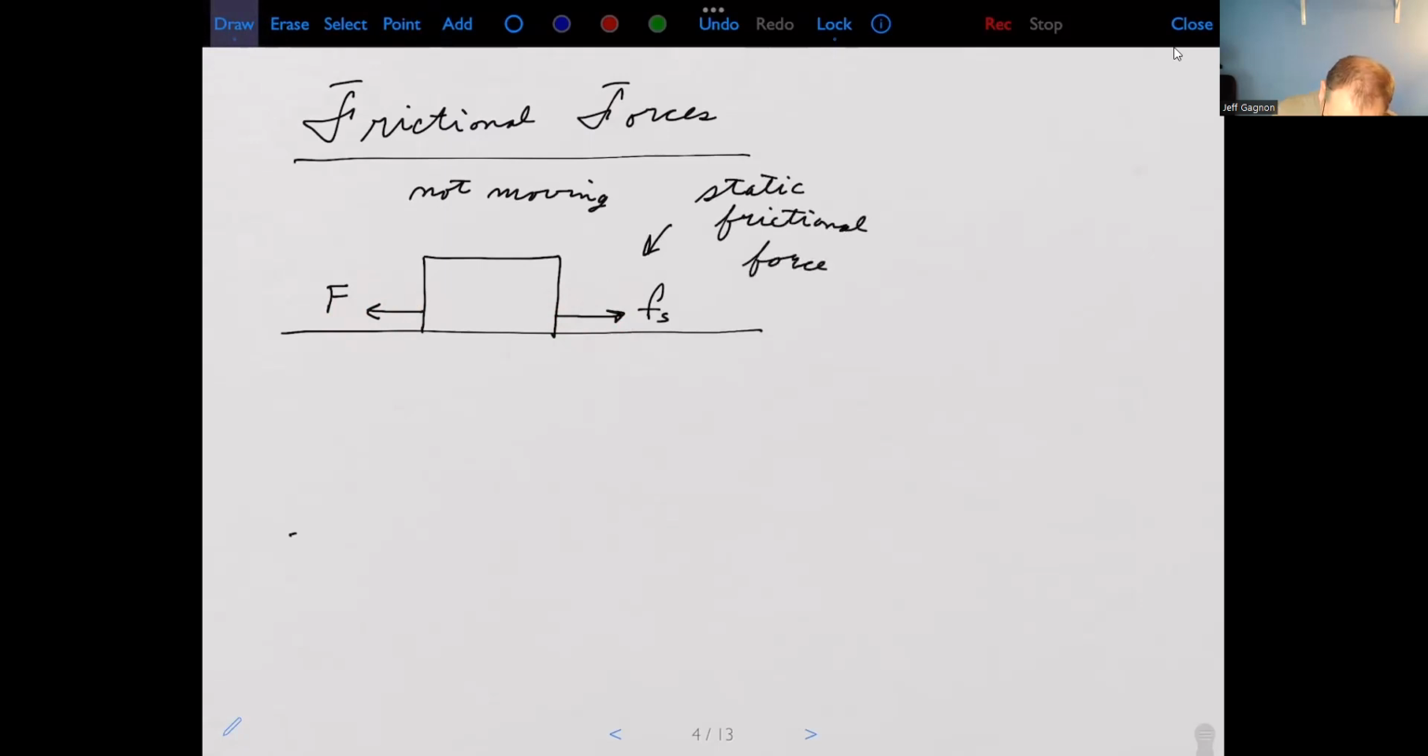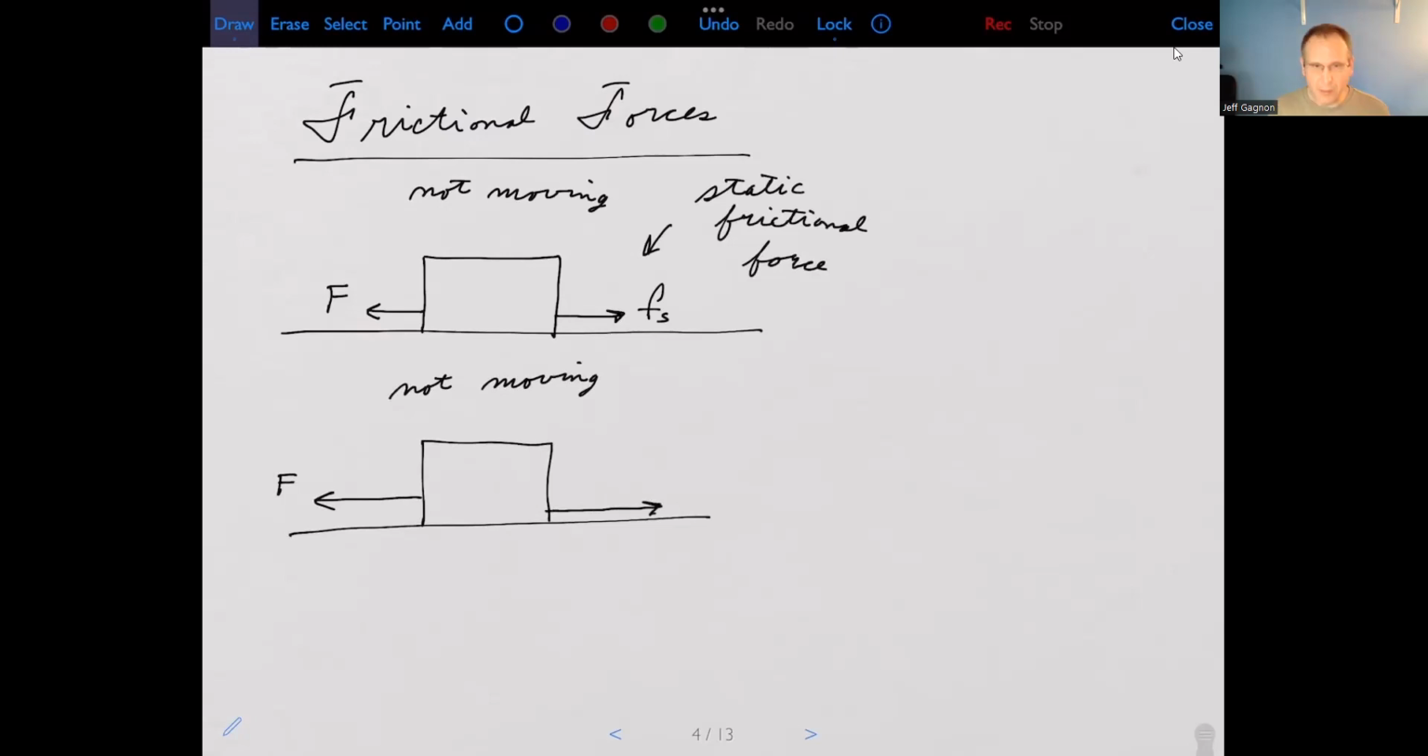Now, if I pull harder, so same object here. Now let's say I exert an even larger force. And let's say the object is still not moving. Well, then that static frictional force must increase, right? To match the force that I'm pulling with. So the magnitudes are equal again, because the object is not moving, right? There's no acceleration. So this is also the static frictional force, but now it's increased to match the force that I'm pulling with. Now you can keep doing that, but at some point the object is going to move.